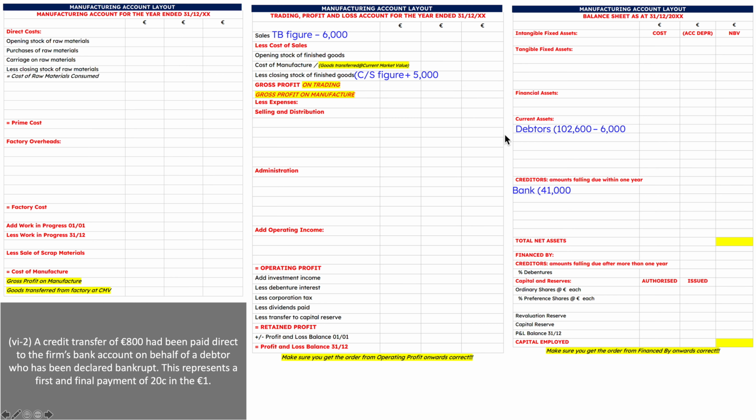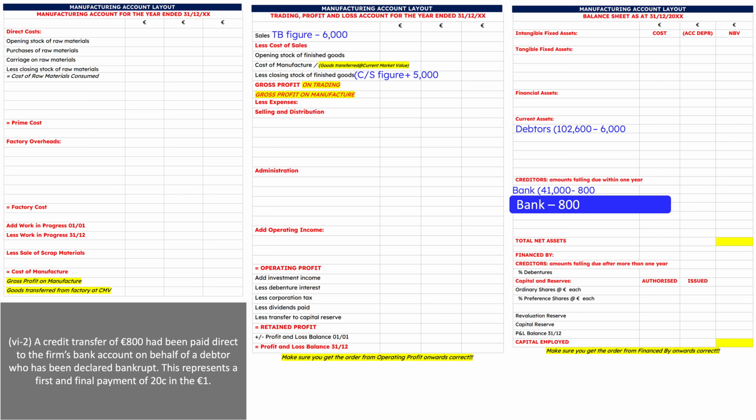Right, then we have a credit transfer of €800 had been paid direct into the firm's bank account on behalf of a debtor who has been declared bankrupt. This represents a first and final payment of 20 cents in the €1. Okay, so €800 paid into the bank account is going to reduce the bank overdraft figure. All right.